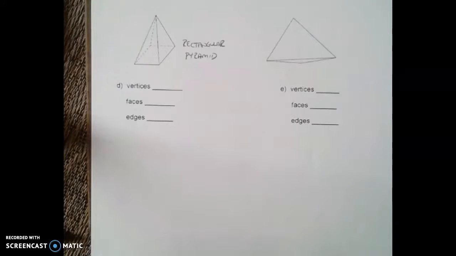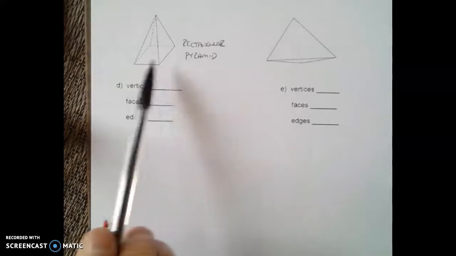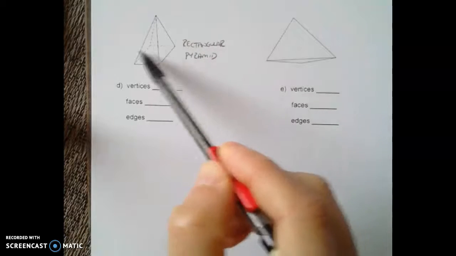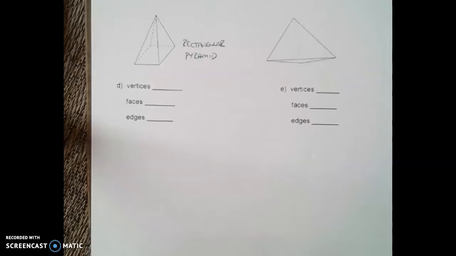The next solid is called a rectangular pyramid this time. It's a pyramid because it's only got one base. It's got the apex up here, and all the other sides this time are triangles. So I know it's a pyramid and not a prism. Okay, and the base is a rectangle, so we call it a rectangular pyramid.